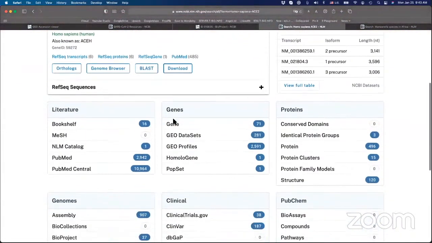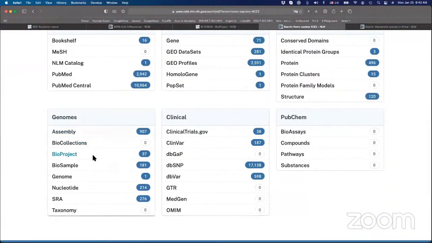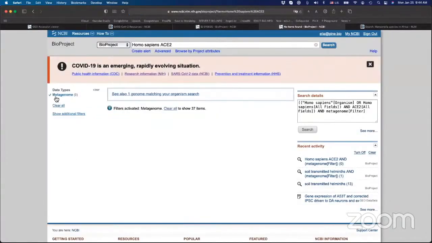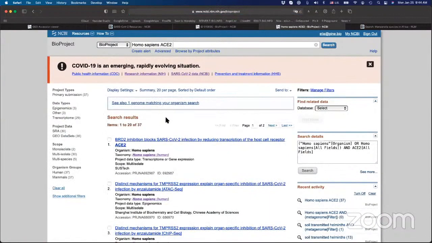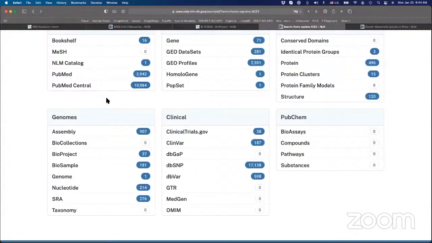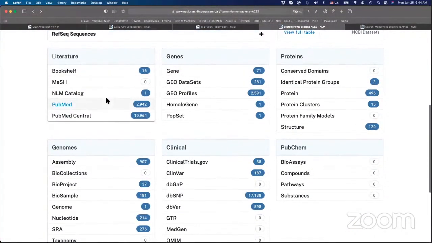Okay, here I have, again, BioProjects. So let's take a look at BioProjects. Here we can clear all because we're in the filter for metagenome. And because this is going to be genomic data, unfortunately, I don't see genomic data. I see epigenomics, other, which I don't know what that would be, transcriptome. So it looks like maybe we need to search through. So whoever proposed this, do you have a more specific question here?